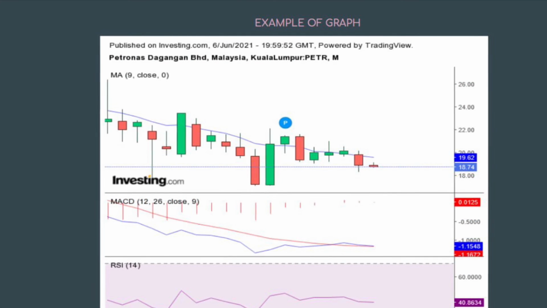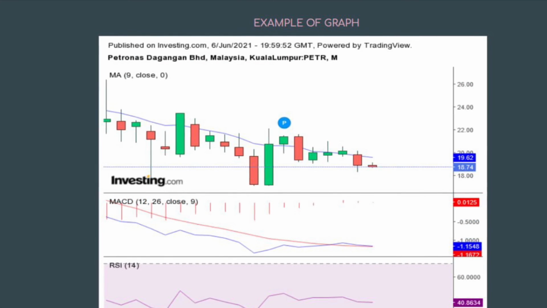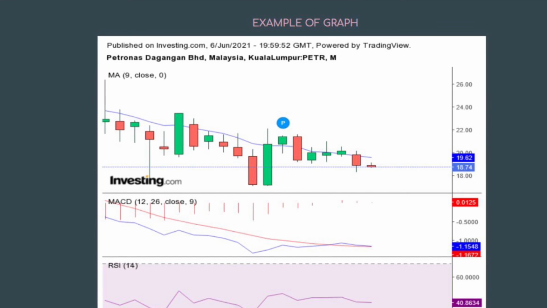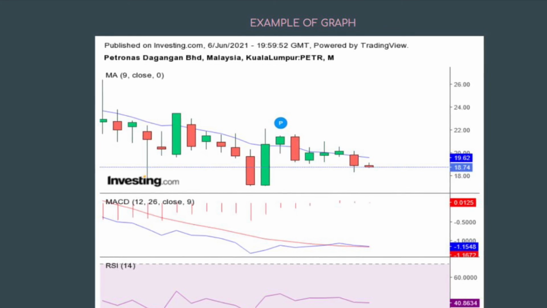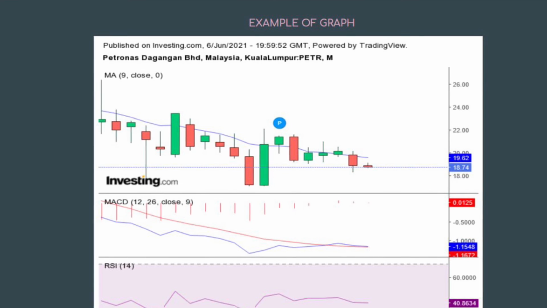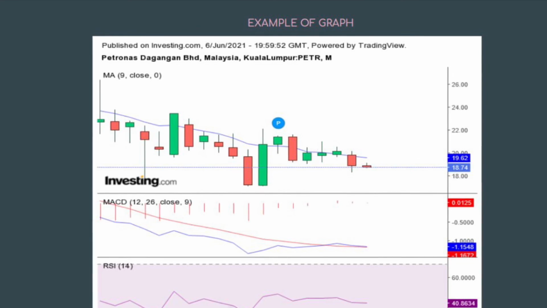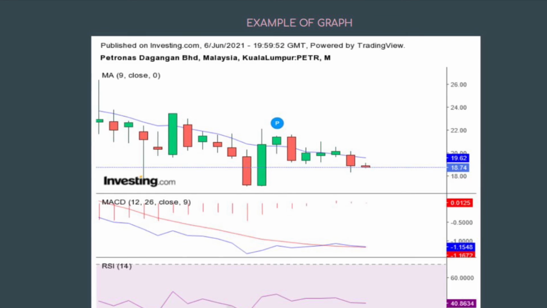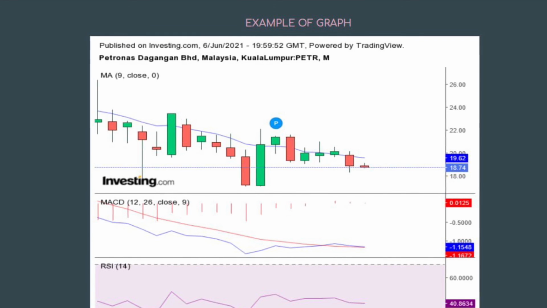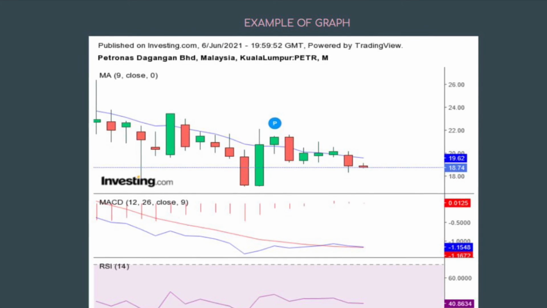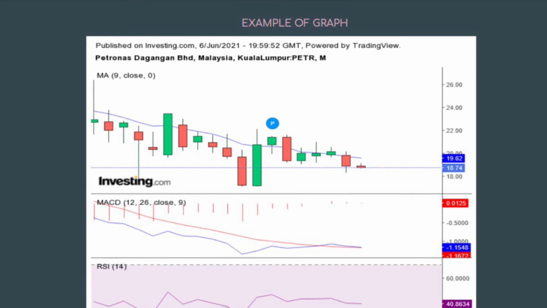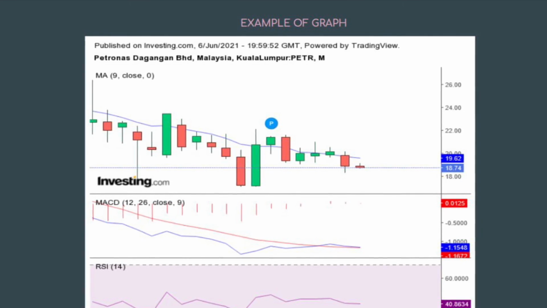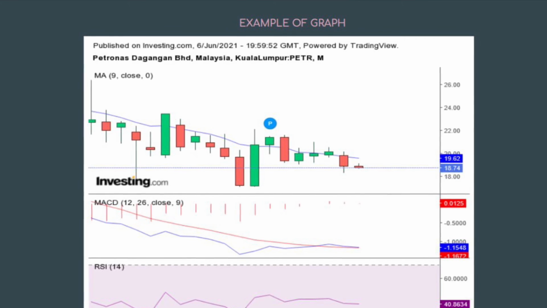Next, I'm going to explain about the graph. As you can see in the slide, there are three types of graph indicator. The first one is MA, the second one is MACD, and the last one is RSI. In MA, we can see two things. The first one is the moving average, and the second one is support and resistance. For the moving average, we can see it in the blue line. If the blue line goes down, that means the trend is down. If the blue line is going up, that means the trend is up.